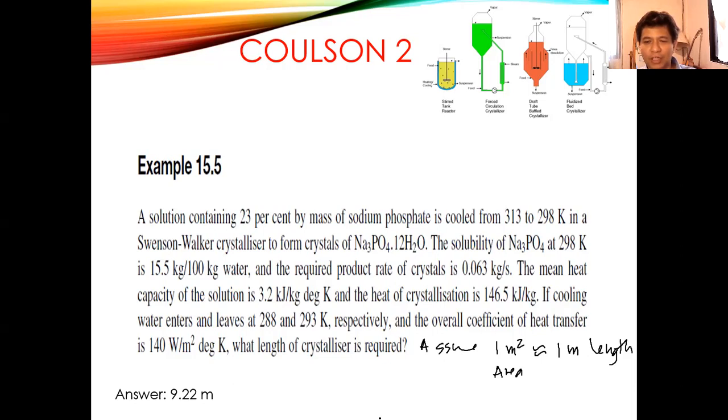So the solubility of sodium phosphate at 298 Kelvin is 15.5 kg per 100 kg of water. And the required product rate of crystal is 0.063 kg per second. So medyo iba yung problem. C yung given. Generally, F yung given. This time, C yung given.